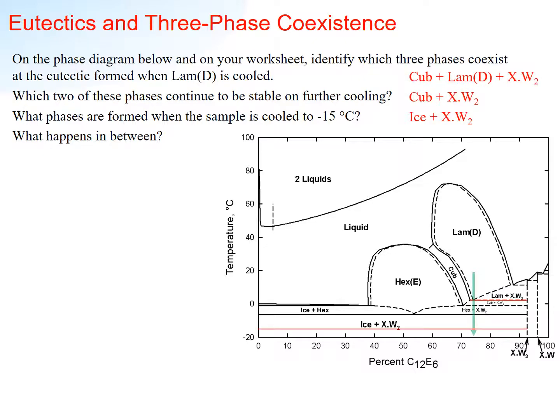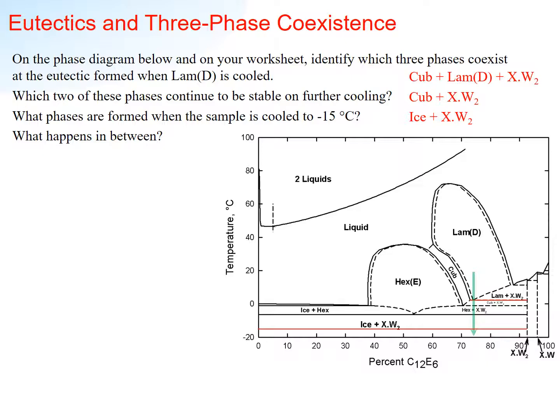If we cool through the eutectic point of the lamellar phase, then it will separate into cubic phase at lower concentrations and the dihydrate at higher concentrations. So the three coexisting phases are cubic, lamellar, and dihydrate. If I cool it further, the lamellar phase is no longer stable, cubic phase plus dihydrate exist. If I cool it all the way down to minus 15 degrees, then we're back where we started some time ago, and the coexisting phases are pure ice and the dihydrate.